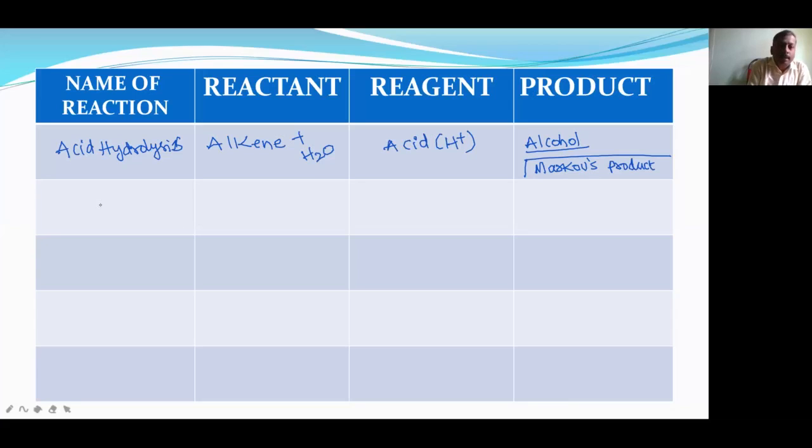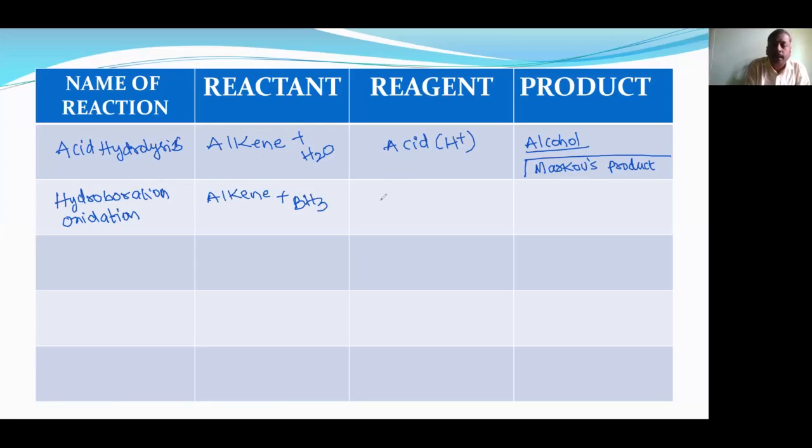Next naming reaction, what have we done? Yes, hydroboration oxidation. What was the reactant there? Same alkene, but the water is now replaced with BH3.